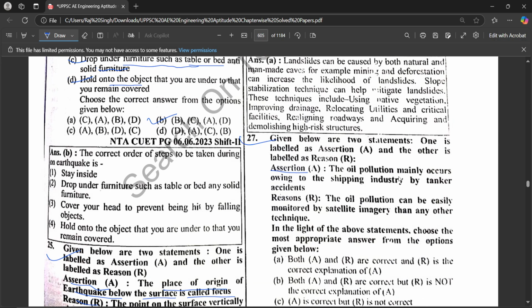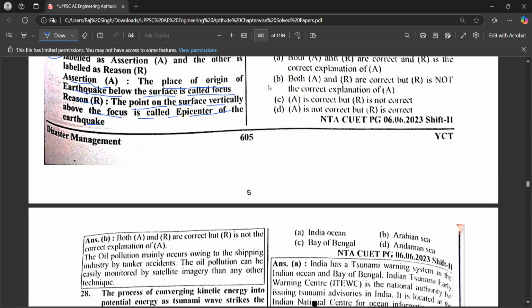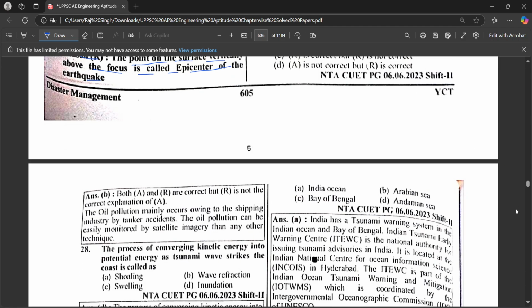Assertion: oil pollution mainly occurs owing to the shipping industry, through tanker accidents. Reason: oil pollution can be easily monitored by satellite imagery rather than by other techniques. Hence, both statements are correct but the reason is not a correct explanation of the assertion.